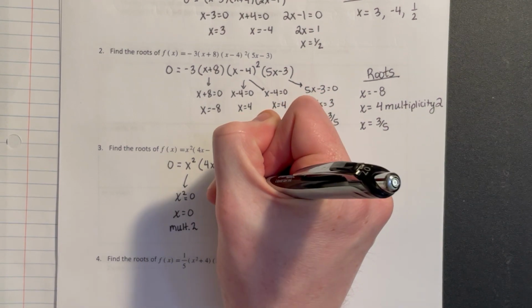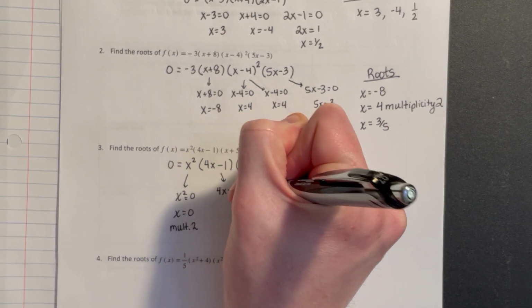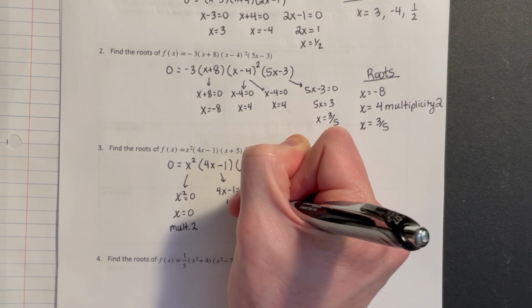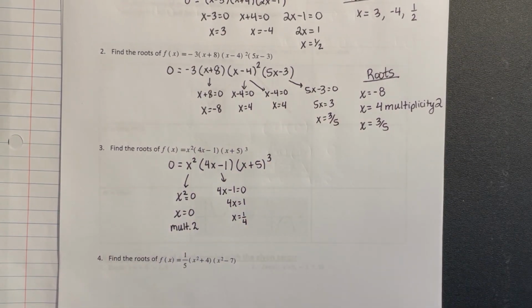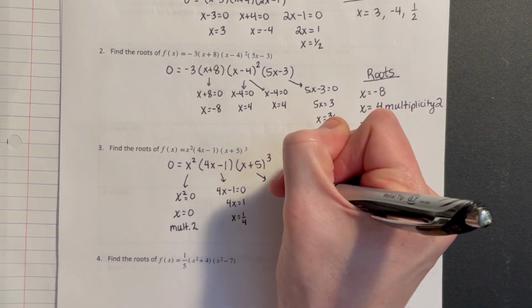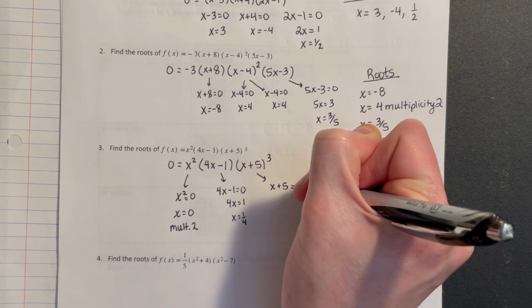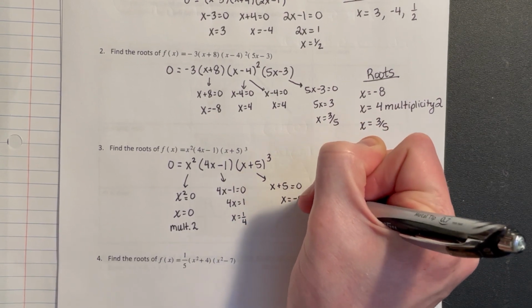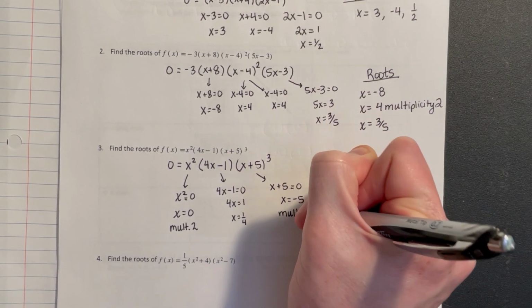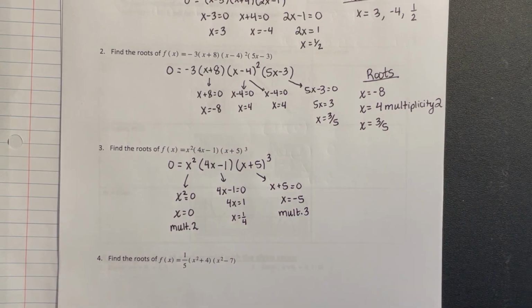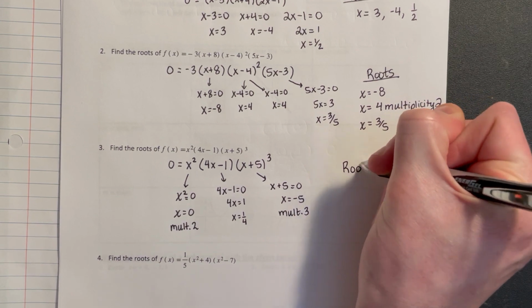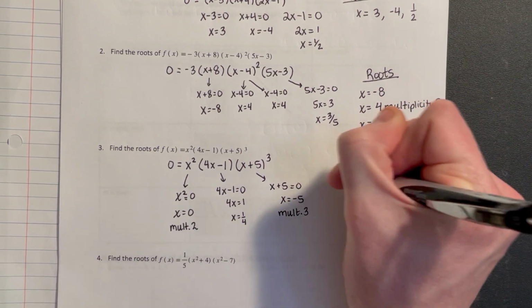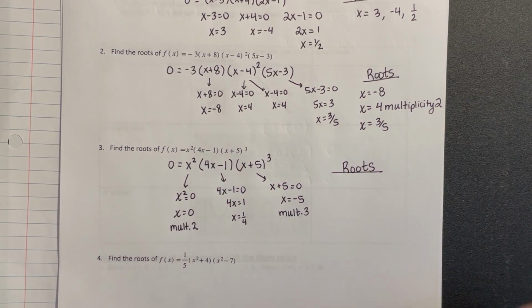If I set this 4x minus 1 equals 0, we would solve it and get x equals 1/4. There's only one of those, so it's a multiplicity of 1. And then the x plus 5 equals 0 gives me x equals negative 5. There are 3 of these because it's to the third power. So those multiplicities will impact the graph of that polynomial. We'll talk about that in the next video.